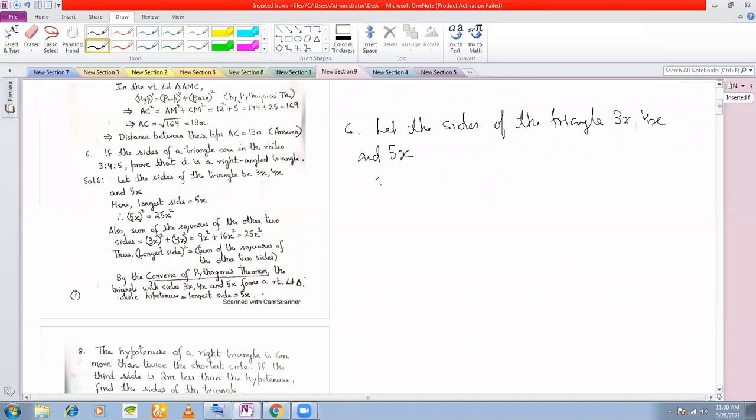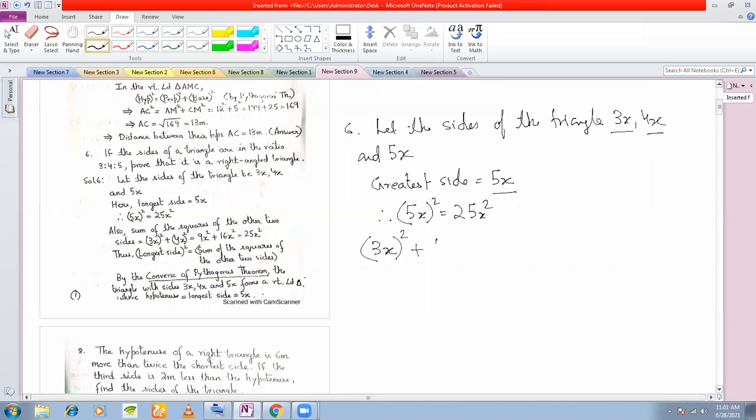So which is the greatest side? Greatest side is 5x, right? Now you need to show that this is a right angle triangle. We'll use the converse of Pythagoras theorem. So greatest side is 5. So therefore, what is the square of the greatest side? 25x square, isn't it? What are the other two sides? 3x and 4x. What are the squares of the other two sides?